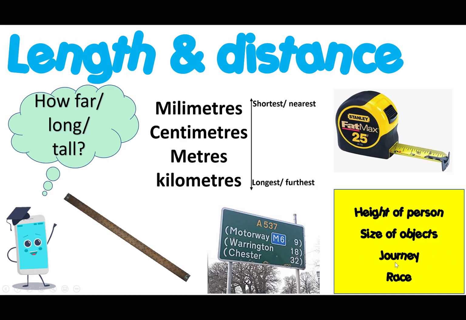You might measure a journey. Before you travel somewhere, you may need to know how many kilometers that is, or miles. Often in England we think about miles, but kilometers is also a metric unit of measurement. Miles is imperial. And races. If you haven't run a race yourself, you may have heard of someone in your family running a 5k race or a 10k race. The K stands for kilometers. A marathon is about 42 kilometers.